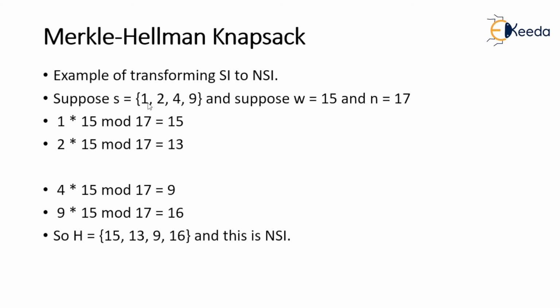So how do we convert the super increasing knapsack into a non-super increasing knapsack? The first element of your set, 1, is multiplied by the multiplier 15 mod 17, and similarly with the other elements of your set: 2 into 15 mod 17, 4 into 15 mod 17, 9 into 15 mod 17. In such a manner, you will get the values which give you the non-super increasing knapsack, which is nothing but the set H: 15, 13, 9, 16. This is considered as your public key, and the super increasing knapsack is considered as your private key.